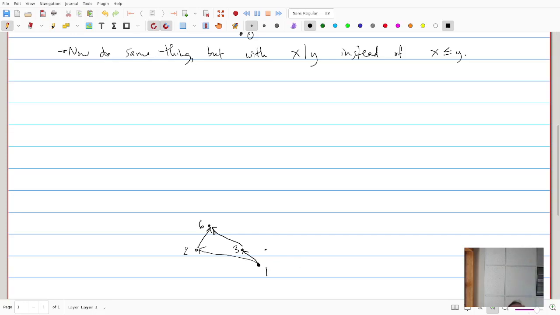I mean, I could put 4 here, right? I could say 1 divides 4. But 2 also divides 4. So really, I don't need to draw that arrow from 1 to 4. I need to draw an arrow from 2 to 4. So maybe I'll put the 4 over here. 2 divides 4.